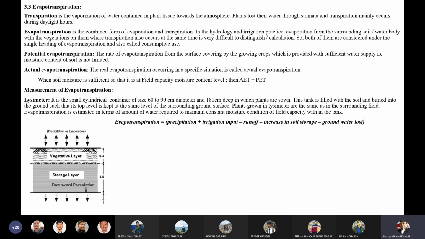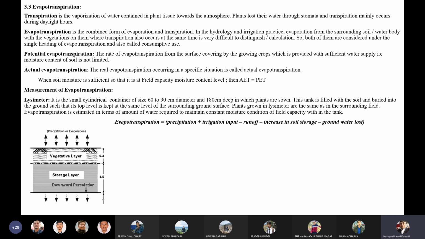Although consumptive use, potential evapotranspiration and actual evapotranspiration are all conditions of evapotranspiration, when there is a sufficient amount of moisture available to the crop, that is, up to the field capacity, that is potential evapotranspiration. When there is not sufficient moisture content, because the moisture content present in the soil is not sufficiently available, that is actual evapotranspiration. The field capacity means the maximum water holding capacity of the soil.